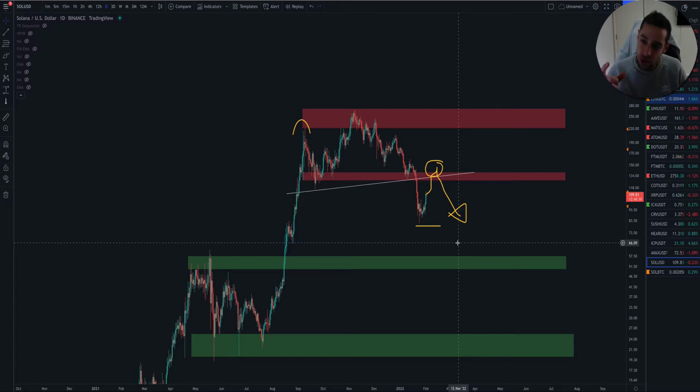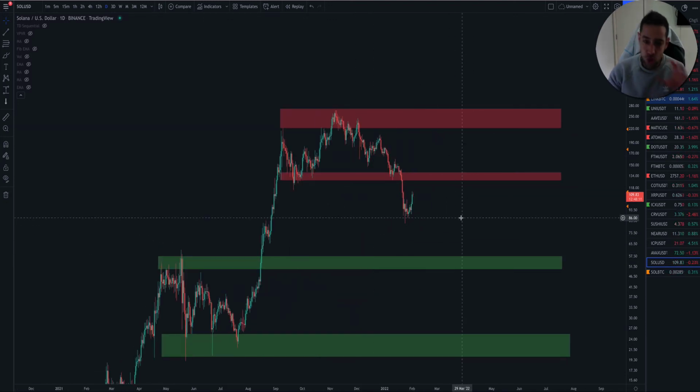If we move to $50 fairly quickly, and we move there within, let's say, the next month or the next few weeks, I do think that would be an excellent buying opportunity, at least for a tradable bounce at $50. So watch that level.